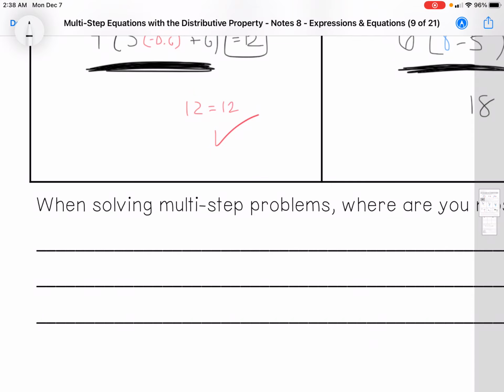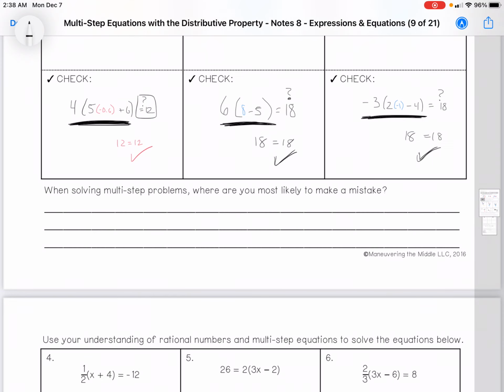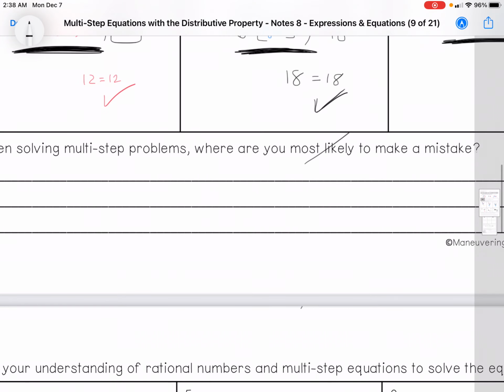I mean, sometimes you could say it's easy to forget to distribute. I mean, whatever your problem is, write it in that box.